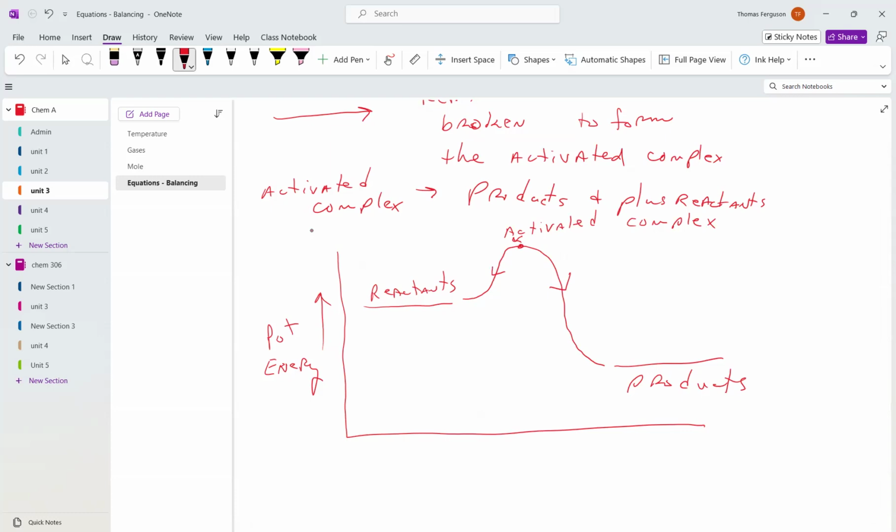Like, let me give you two examples. Who's heard of TNT? It's called trinitrotoluene, okay? It is very, very unstable, meaning that the energy to get it going is very, very small. You could just bump it and it'll explode.